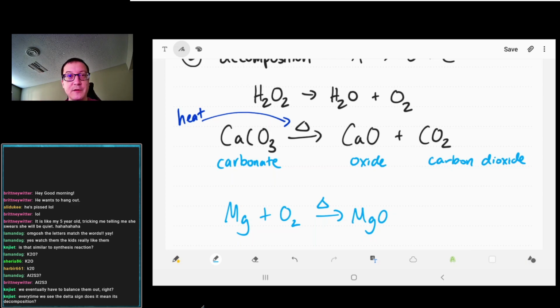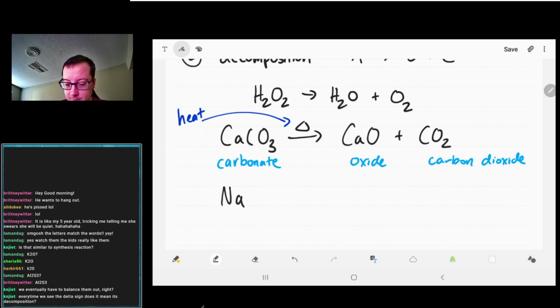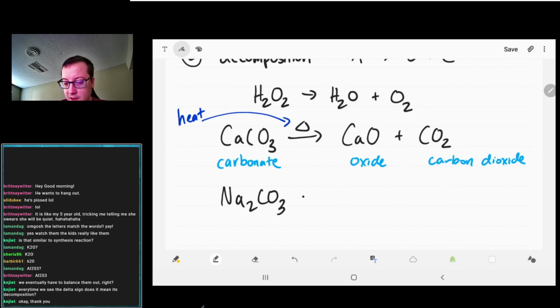So, quick answer for you: no, that does not immediately mean decomposition. However, if you only have one reactant, that's what's going to tell you it's decomposition. So, whether or not the heat is there. I'm going to just erase this so we don't get confused there. So, in that case, what do you think would happen if we were to heat up sodium carbonate?